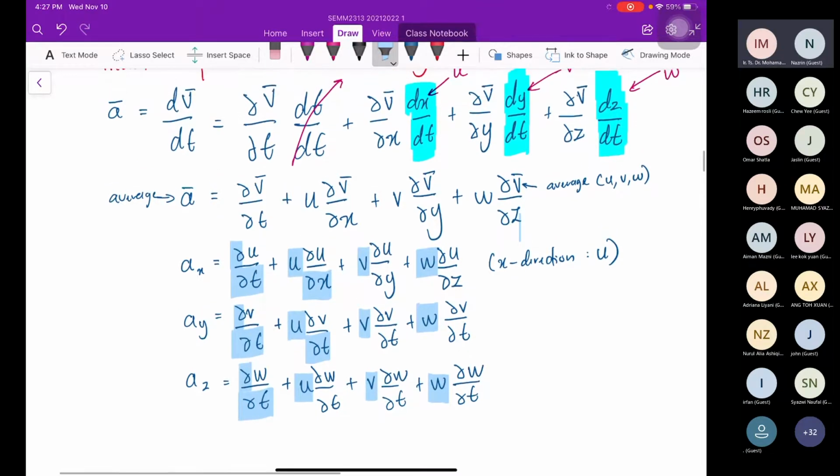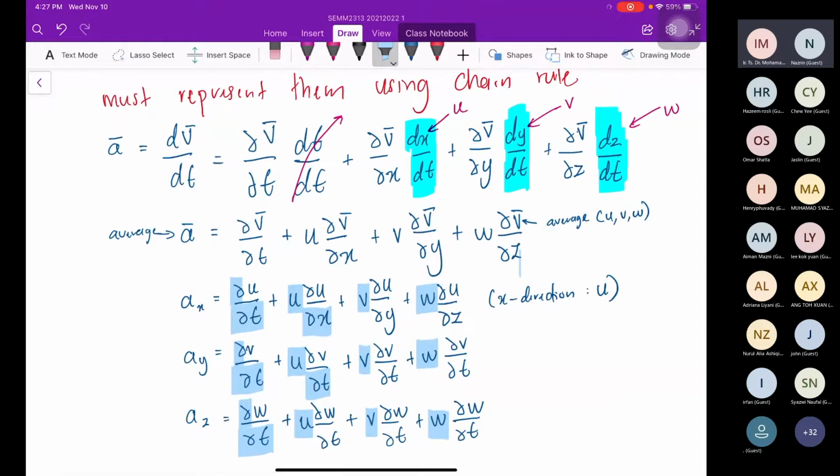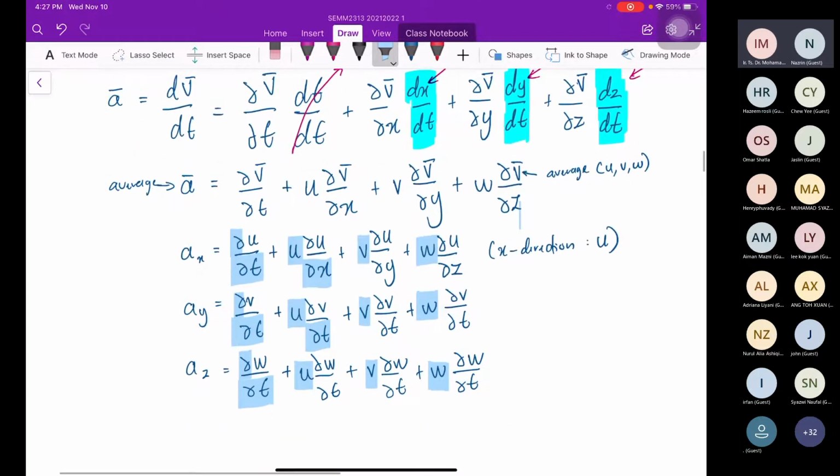Let me check. Okay, so this is not T. Sorry, this is correct. This is not T. Alright. This is partial derivative of x. You follow this one, yeah?